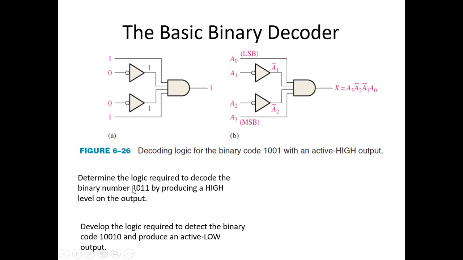It is a logic circuit that produces a high output when the input is actually 1001, and we can design that. We can also make it active low. That is, we can determine the logic required to decode a binary number, producing a high level on the output. It is also possible to detect the binary code to produce an active low output.